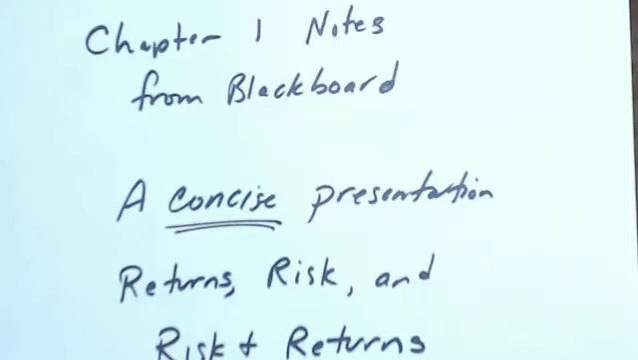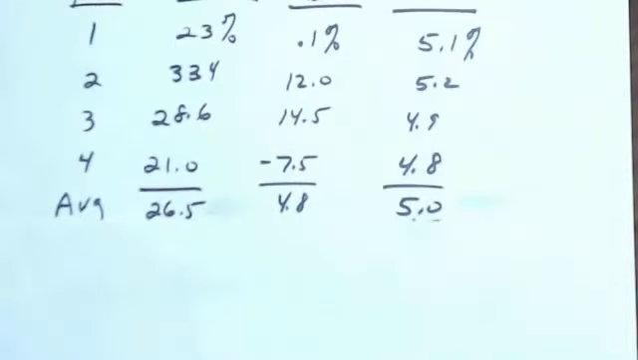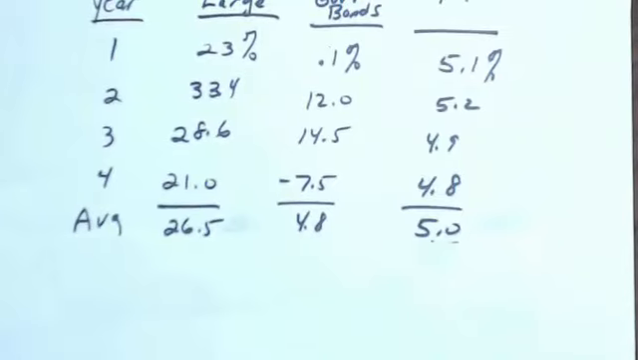I find that there's a lot of extra baggage in Chapter 1 in the textbook, and I want to get right to the heart of matters. And that's what I'm going to do in this video and in my notes. So the first thing we want to do is talk about returns, and we're going to talk about risk, and I'm going to use a table of data to help with the examples.